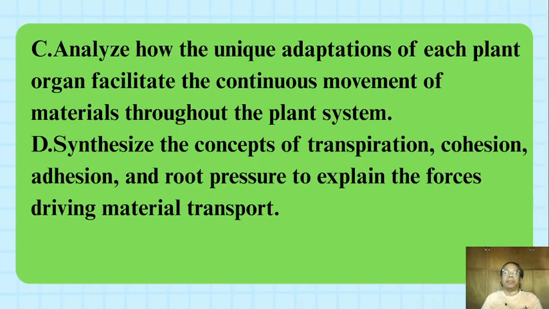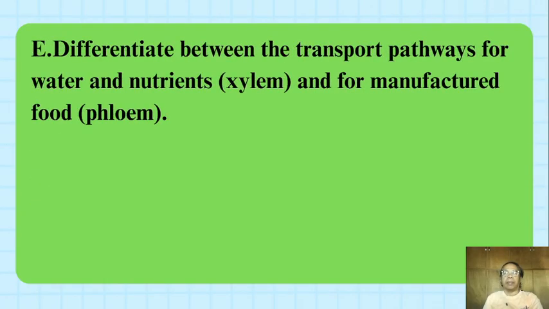D. Synthesize the concepts of transpiration, cohesion, adhesion, and root pressure to explain the forces driving material transport. And E. Differentiate between the transport pathways for water and nutrients, the xylem, and for manufactured food, the phloem.